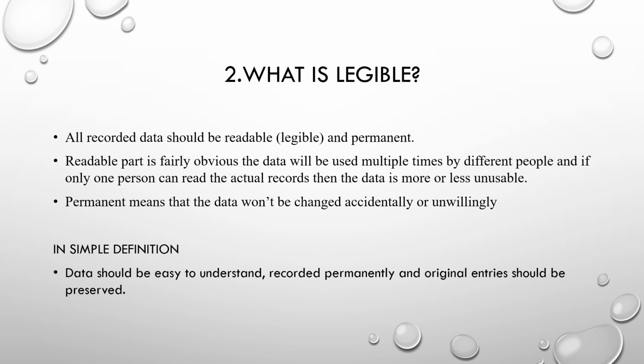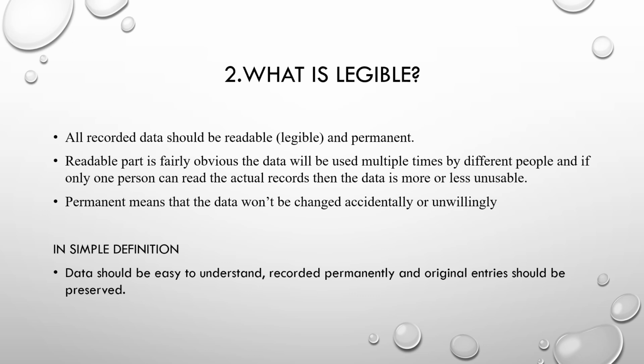So permanent means the data won't be changed accidentally or unwillingly. Okay, it should be permanent. The data should be permanent and should not be changed accidentally or unwillingly. That's what is written here, legible. Legible means the data which is generated should be in a readable, legible format and permanent.